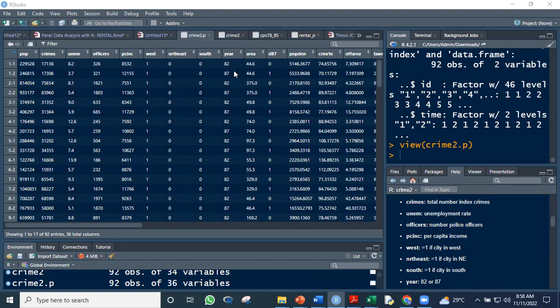Kasi it should be 1-1, 2-1, 3-1, 4-1, 5-1. Kasi yung first number dito will refer to the city, okay, and the second number will refer to the year.